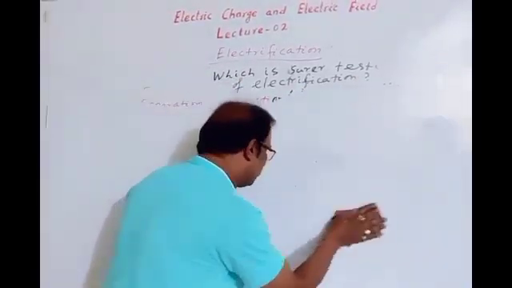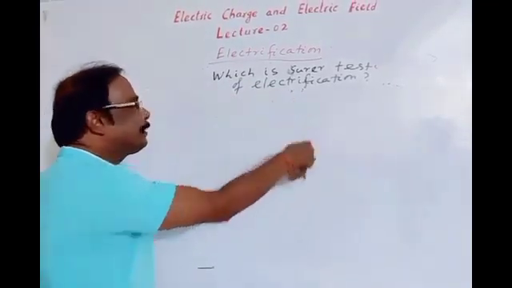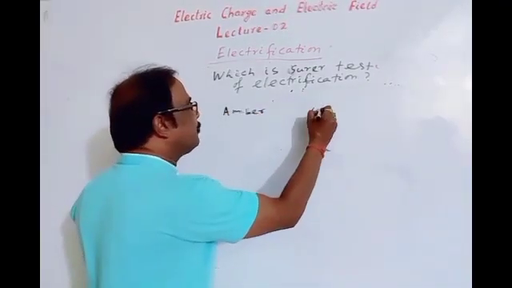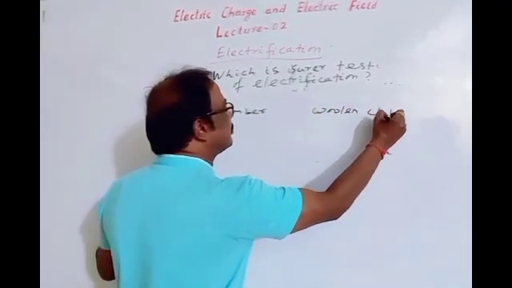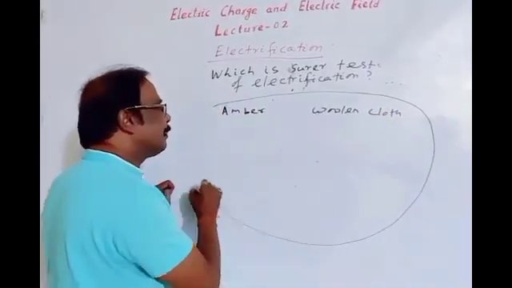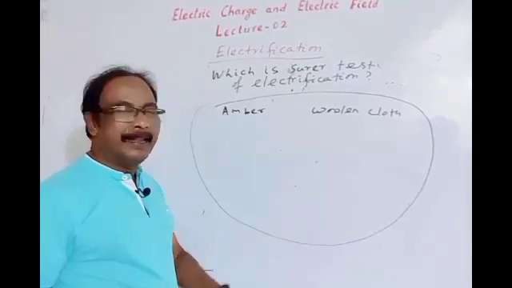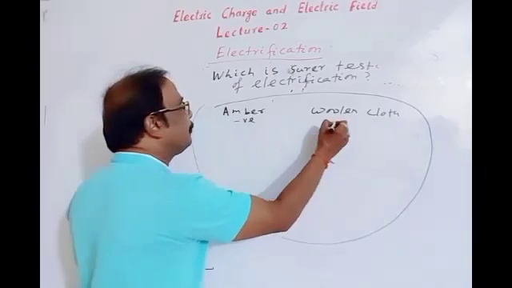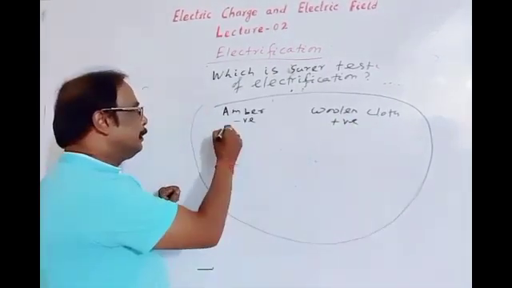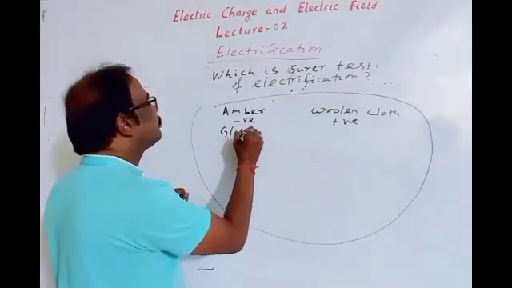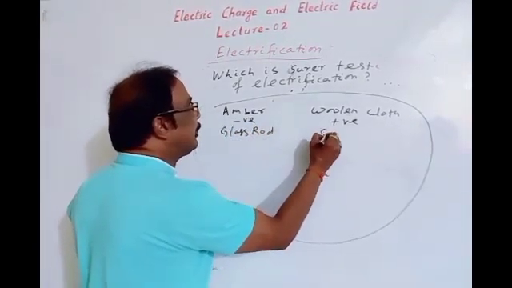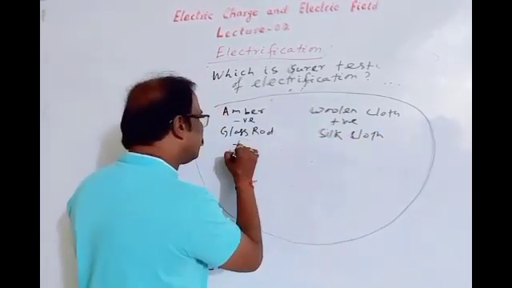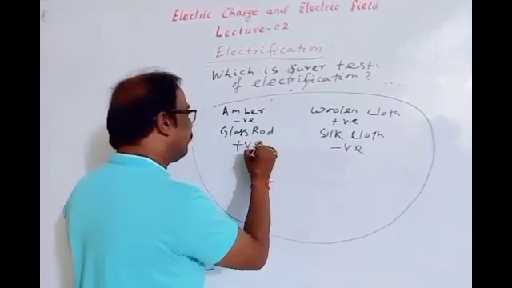Then some examples of frictional electrification. You go on thinking about this question. Amber rubbed against woolen cloth. There are some examples, I just recalled them now to discuss with you. When amber is rubbed with woolen cloth, amber will become negative, woolen cloth will become positive. Then a glass rod with silk cloth: the glass rod will become positive, silk will become negative.